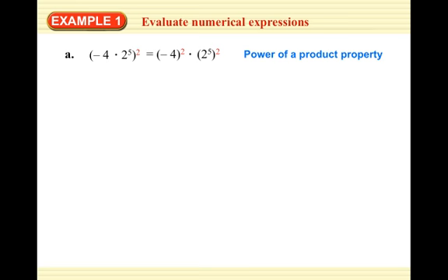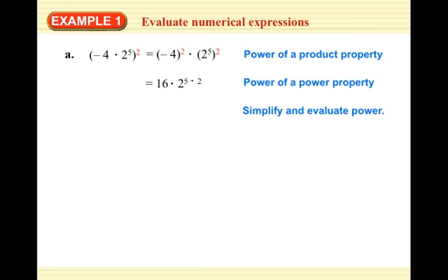So negative 4 times negative 4 is positive 16. And then we've got 2 to the 5th squared, so we want to multiply those exponents because it's a power to a power. So we'll have the 16 from the negative 4 squared, times 2 to the 5 times 2. 5 times 2 is 10. So we have 16 times 2 to the 10th. So what you do now is you would do 2 to the 10th and then multiply by 16, and that's going to give you 16,384.